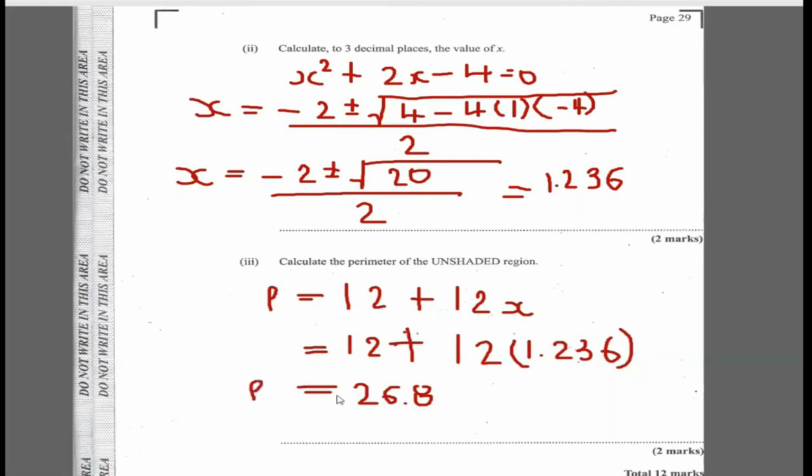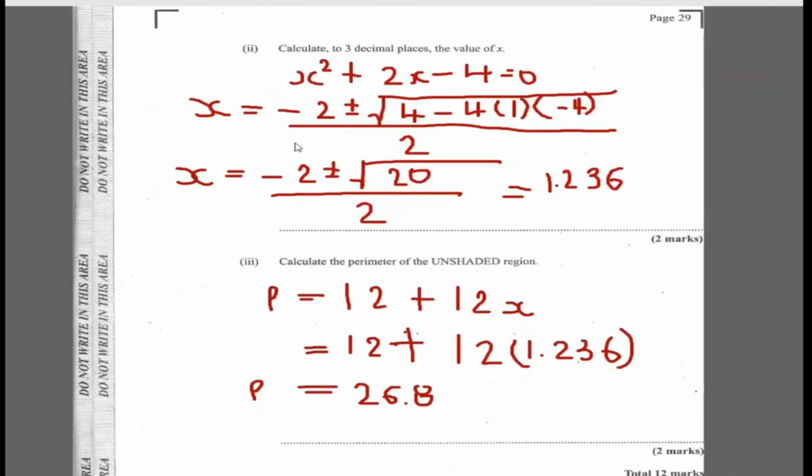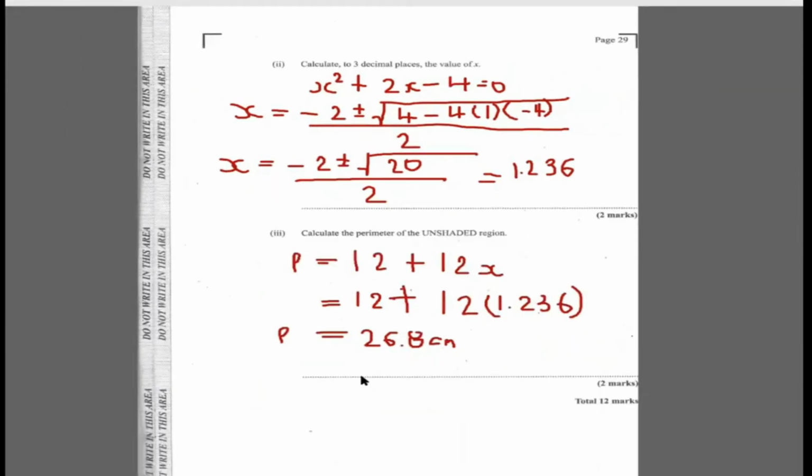Perimeter is 26.8. That's the perimeter, nice and easy. 26.8, and that's of course in centimeters. All right. That's the perimeter. Nice and easy. 26.8 centimeters.